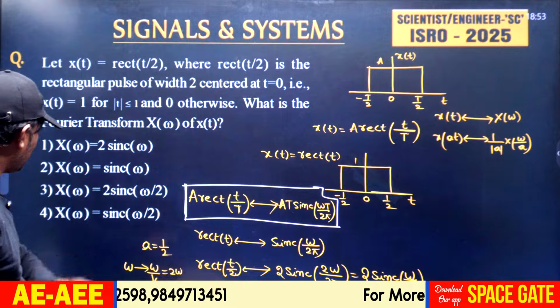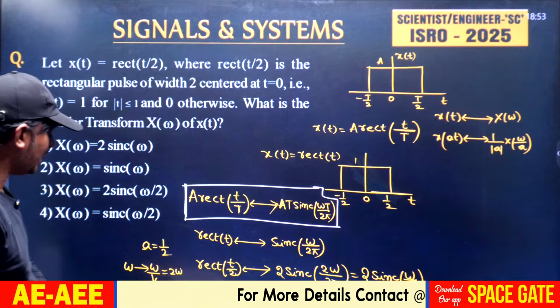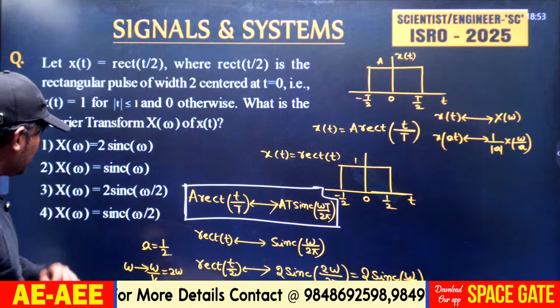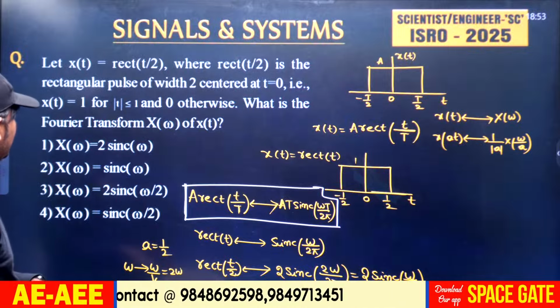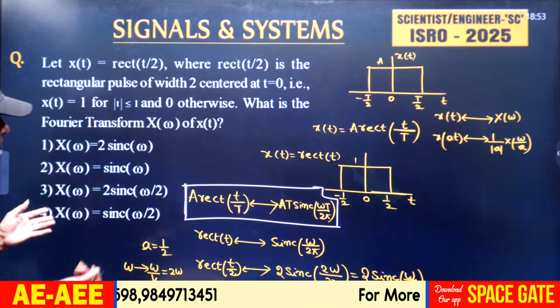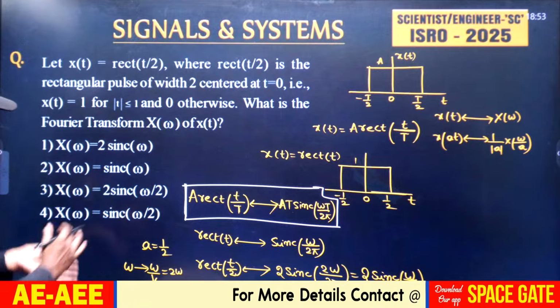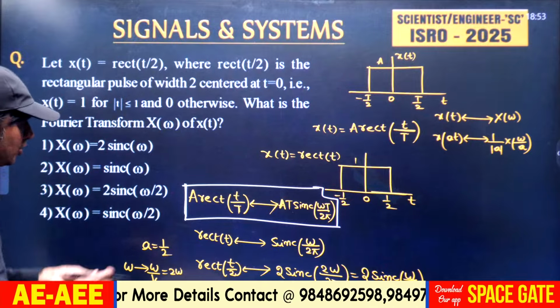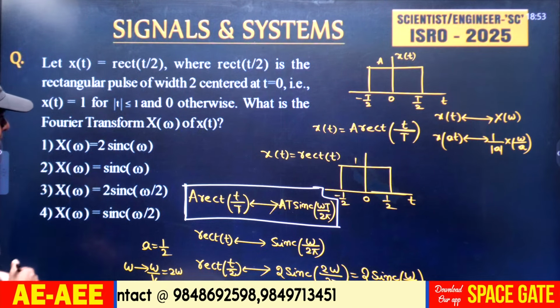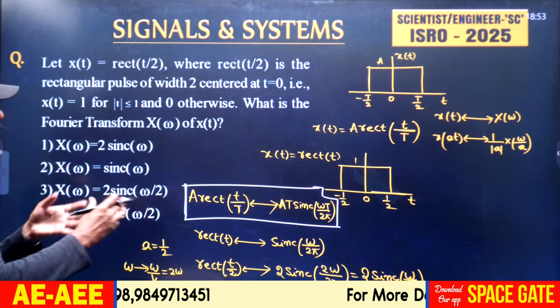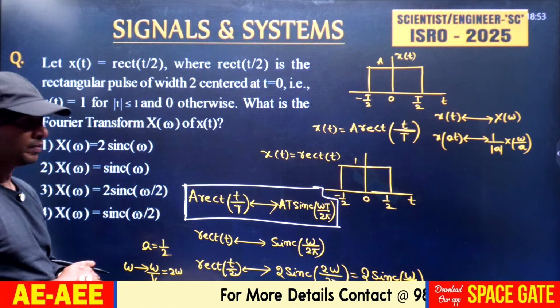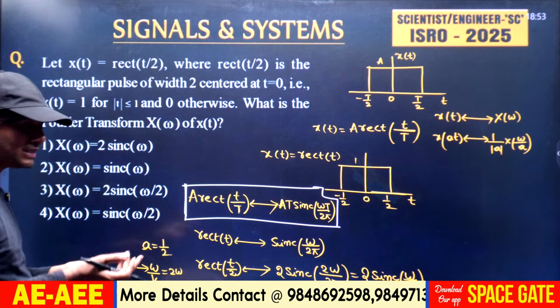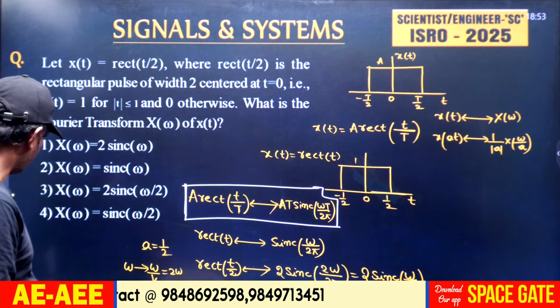So let us search for the options. 2 sinc of omega by pi must be there. But to our surprise, 2 sinc of omega by pi is not there. So what could be the answer now? The answer is there, but here is what happens.